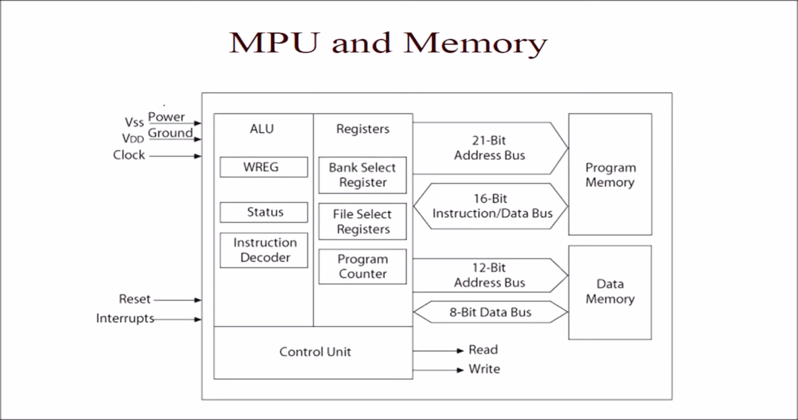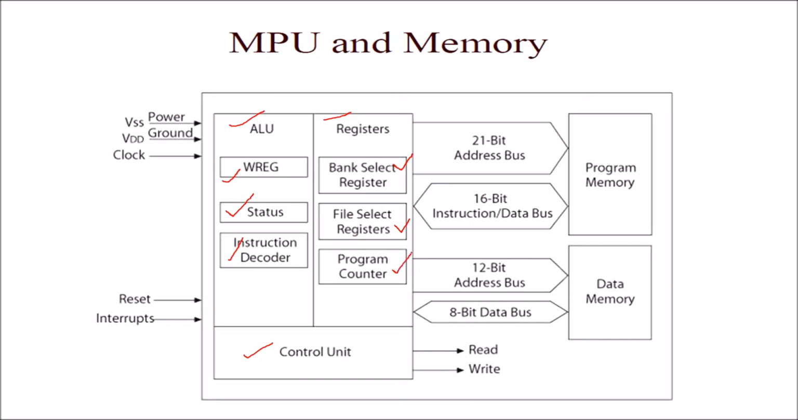So as we have discussed all this, in this diagram you can check this. It has an ALU, registers and control unit. It is a part of the CPU, we can call it. ALU has the W register, working register, accumulator. It has the status register, instruction decoder. Bank select register, BSR, is there, which is used in direct addressing mode. File select register, FSR, is used in indirect addressing mode.